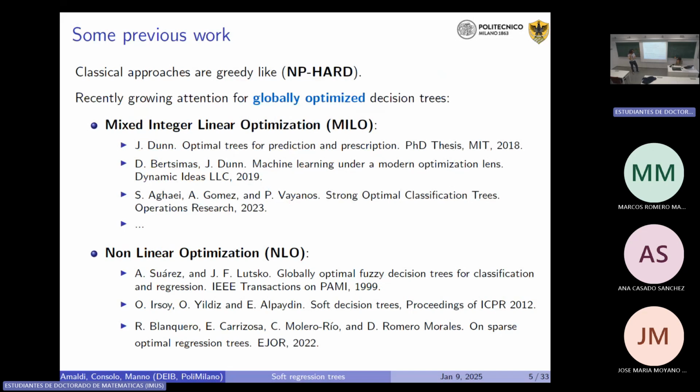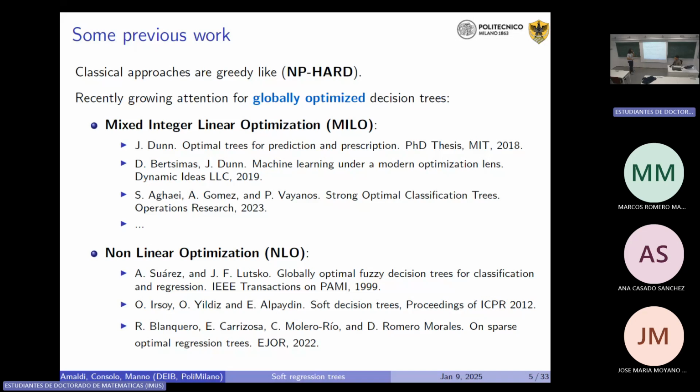Concerning the nonlinear optimization approach, to the best of our knowledge, the first work is that of Suárez and Lutsko, where they propose a smooth error function for both classification and regression tasks. There is also the work of Irsoy, who tries to induce soft rules in the greedy approach. But lastly, the work proposed here in this department was that of Blanquero with Emilio, Cristina, and Dolores, where they propose a formulation to build optimal soft regression trees. This is the approach that I will show you today.